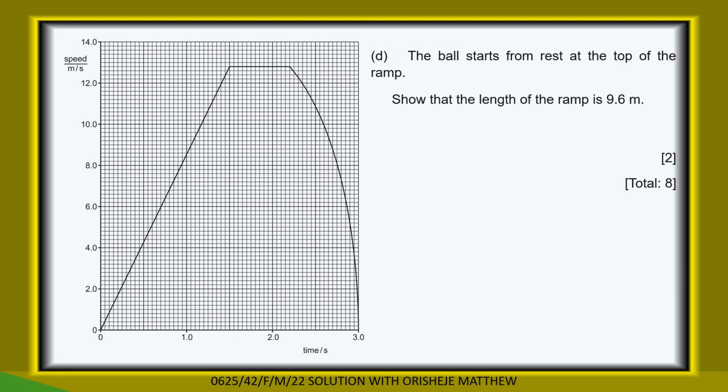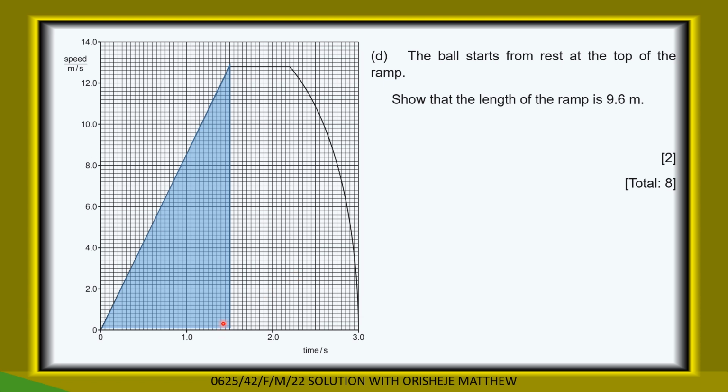The ball starts from rest at the top of the ramp. Show that the length of the ramp is 9.6 meters. Now for you to do this, all you need to know is that the distance traveled in a velocity time graph is equal to the area under the curve. So we need to find the area of this triangle to get that. So we'll look at this triangle. So what is the area of this triangle?